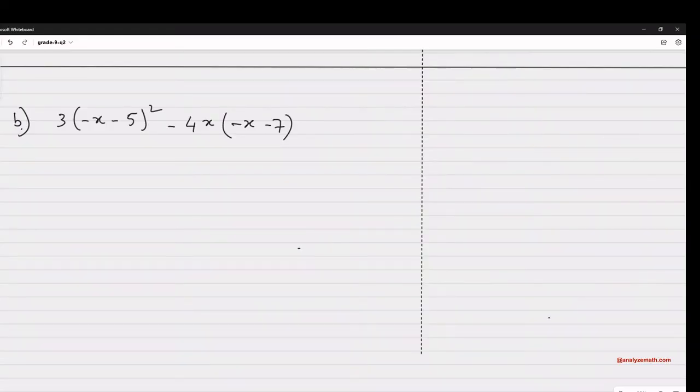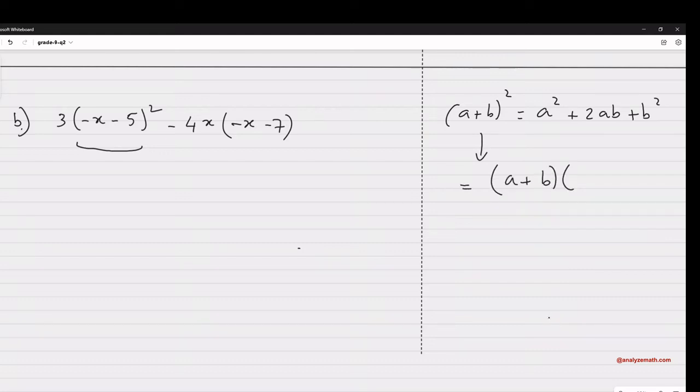Now let's go and do part B. Now in part B we have got a term here which looks like this. Now we have a formula for this. It's a squared plus 2ab plus b squared. But if you don't like the formula, you can just expand it in a very basic way. A plus b multiplied by a plus b. I will go for this.